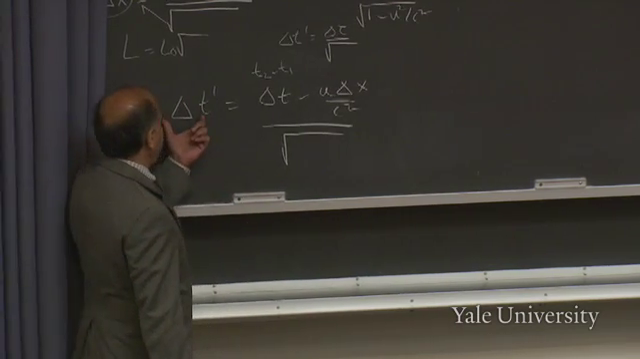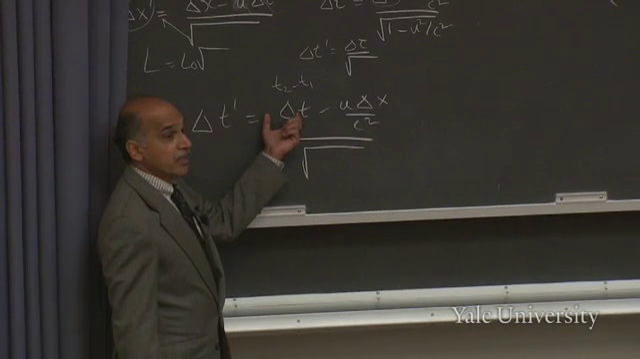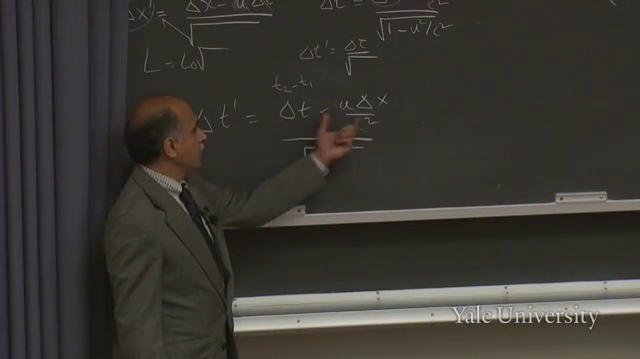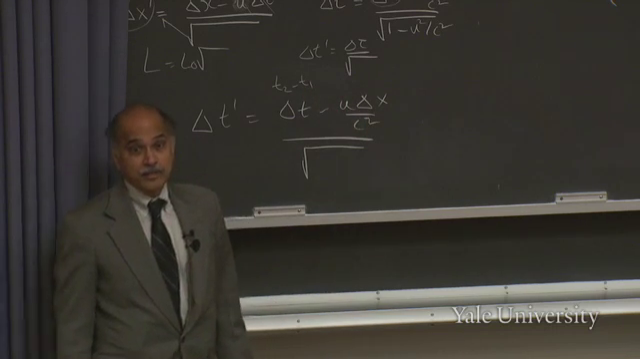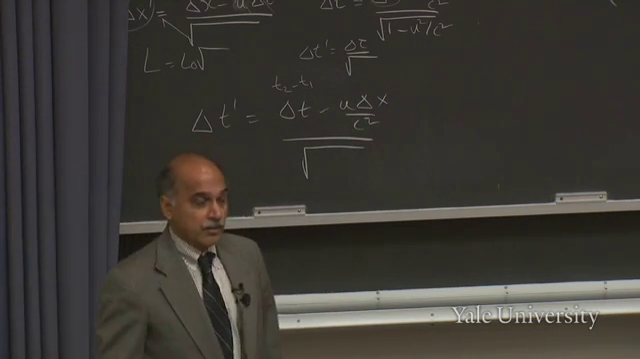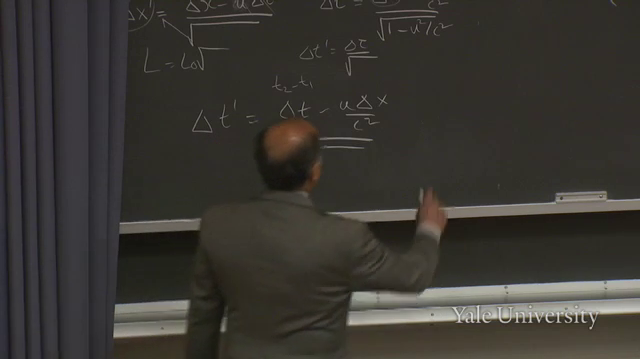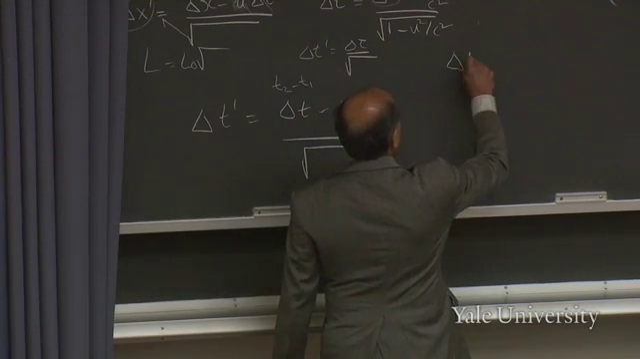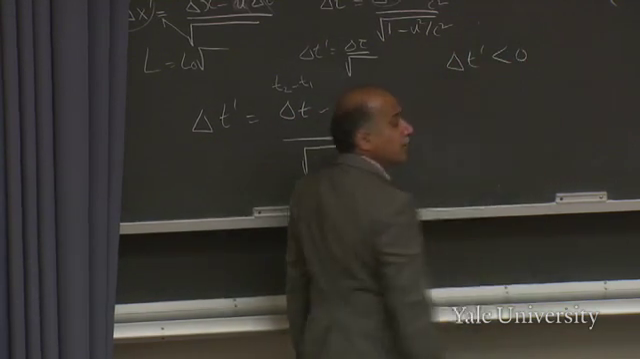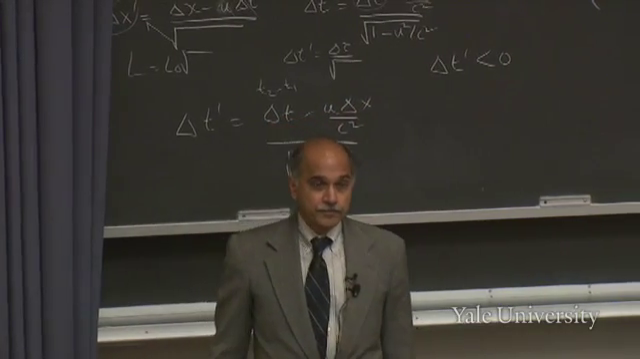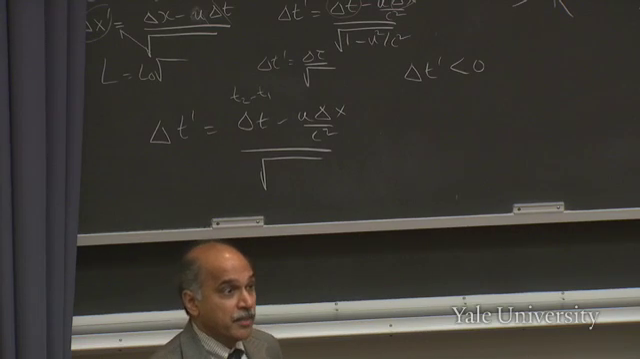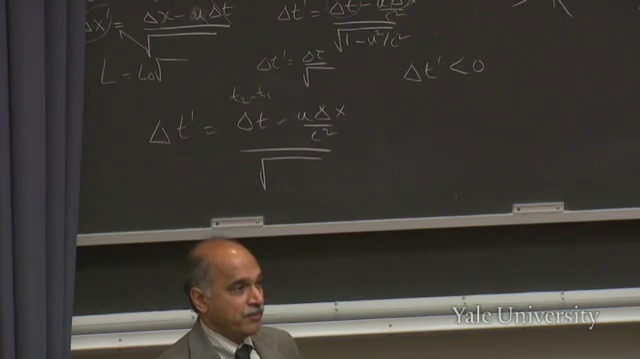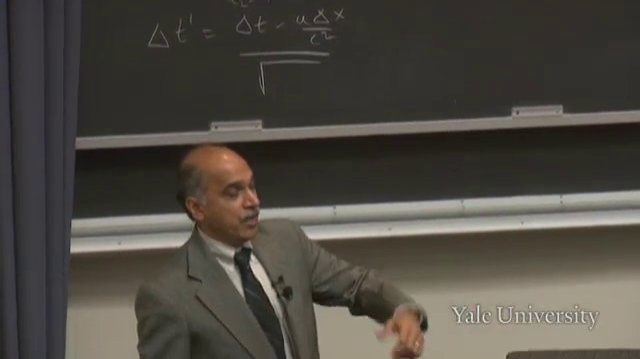Well, delta t prime doesn't have to have the same sign as delta t, because you can subtract this number, u delta x over c squared, and delta x can be whatever you like. Therefore, you can find that delta t prime could be negative for you. You've got to understand that's a big deal. I say this happened first and that happened later, and you say, no, it happened the opposite way.